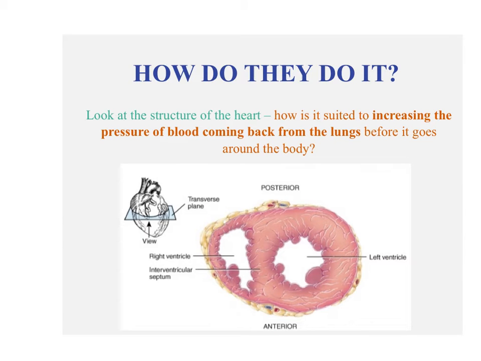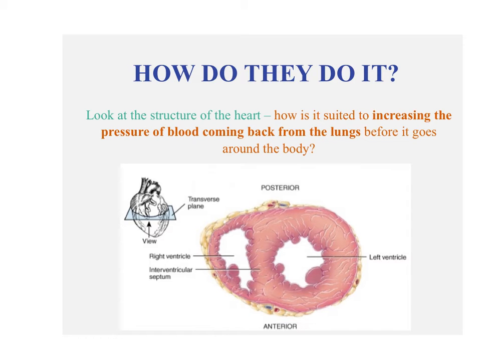But now take a look at this picture. So we've said that the blood goes from the lungs using the pulmonary veins back into the heart. So we're moving towards the left-hand side of the heart now, back from the lungs. Look at that structure of the heart. How does that heart structure increase the pressure of the blood before it goes around the body?